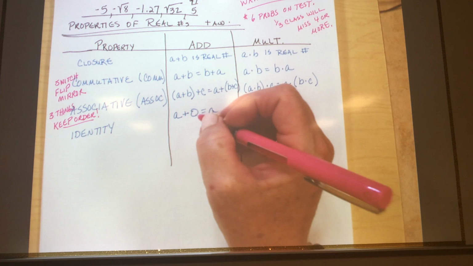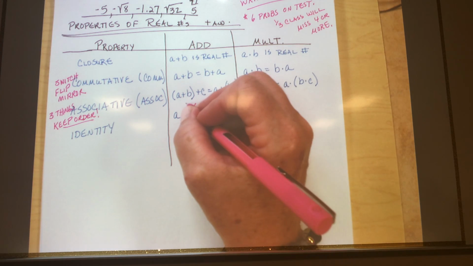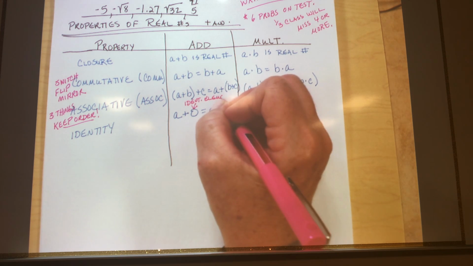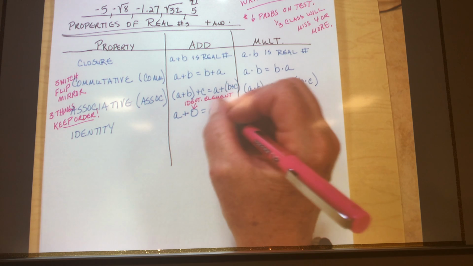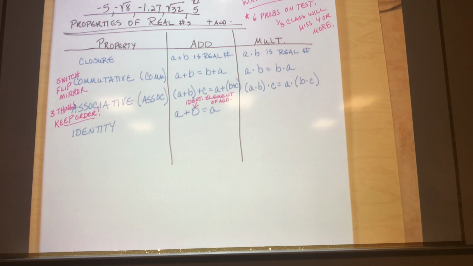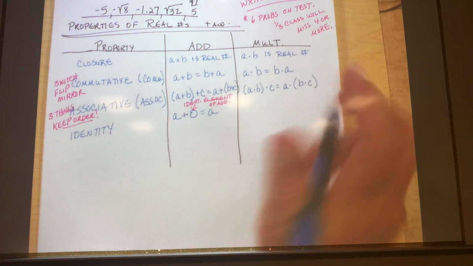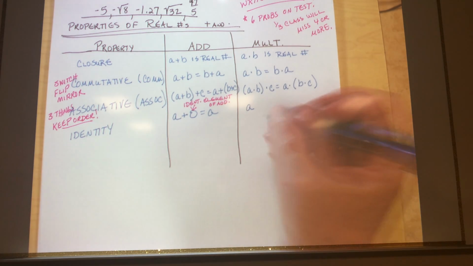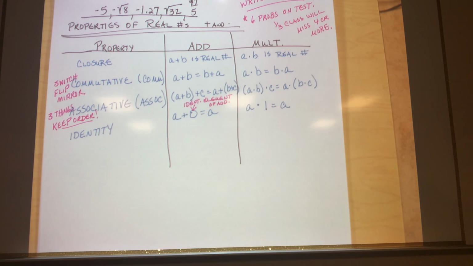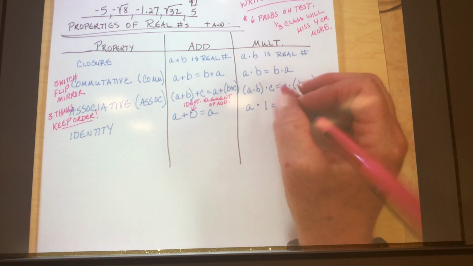You see that? It keeps its identity. So guess what? This right here is called the identity element of addition. 0 is the identity element of addition. Why? Because I can add 0 to everything in the world and it keeps its identity. Now, over here on the multiplication one, we're going to say any number times 1 is that number. It keeps its identity. So what's the identity element of multiplication? 1.